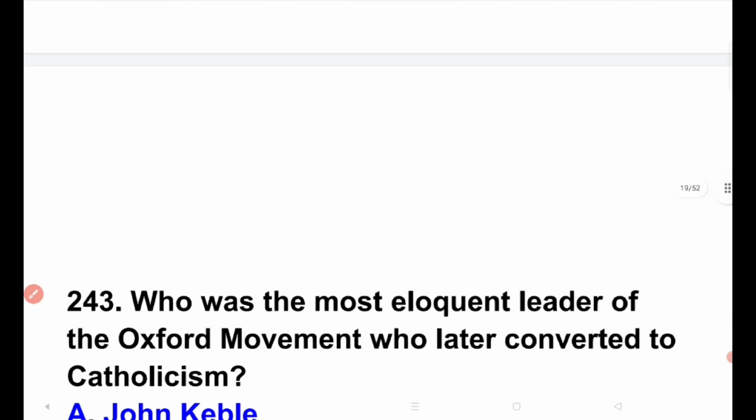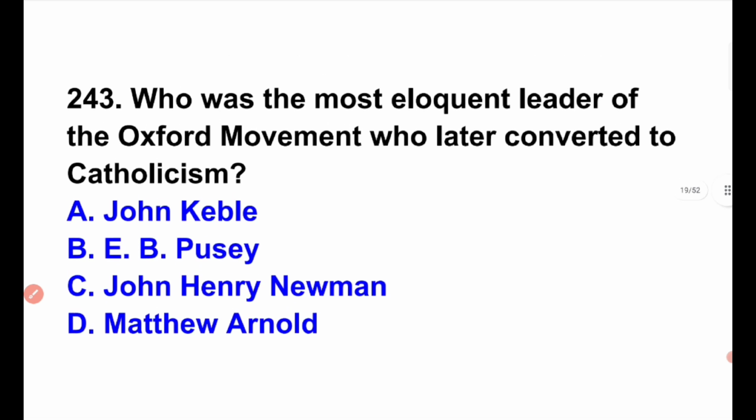Next, who was the most eloquent leader of the Oxford movement who later converted to Catholicism? Option C, John Henry Newman. The intellectual voice of the movement converted to Roman Catholicism in 1845 and was later made a cardinal.